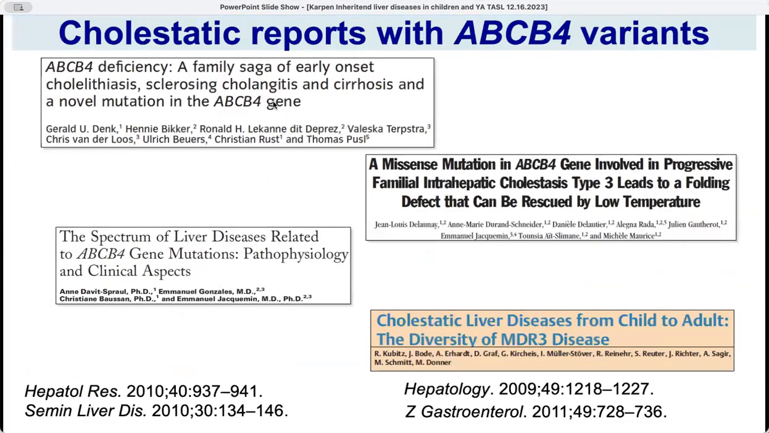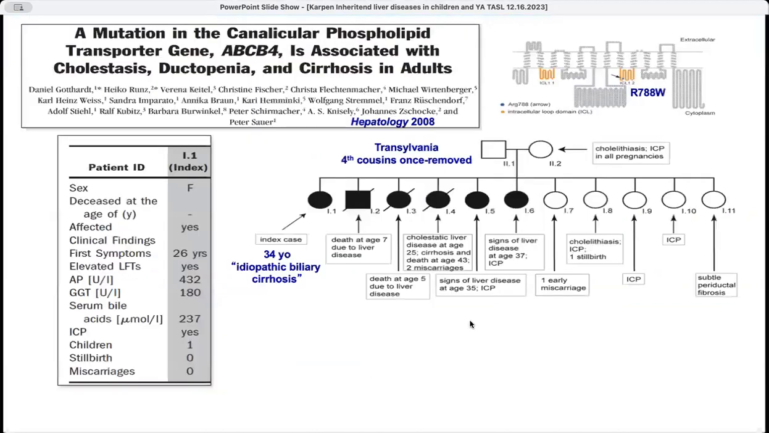First, ABCB4, and this is an old slide because it really is something that's evolving, but real. ABCB4 is a real gene in the adult world that I think people need to pay attention to. A wide variety of things that look almost like sclerosing cholangitis, intrahepatic cholestasis of pregnancy, a strong diversity of disease. I think it's almost best said in this one paper.